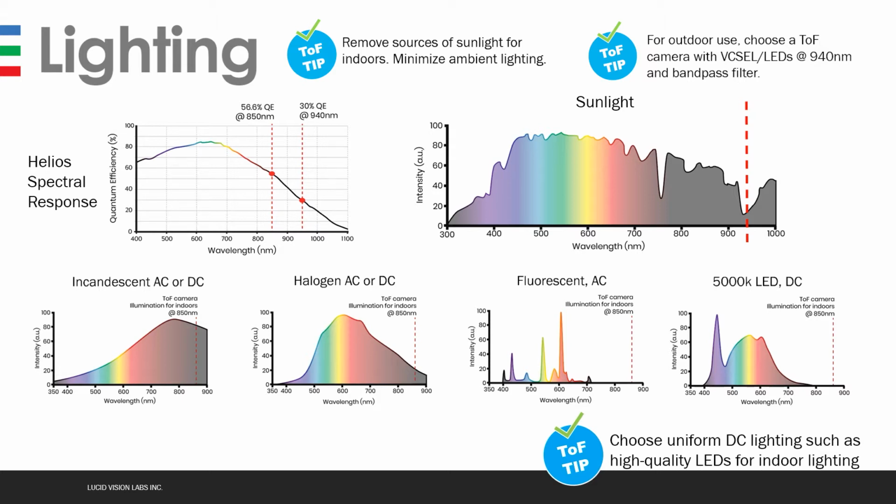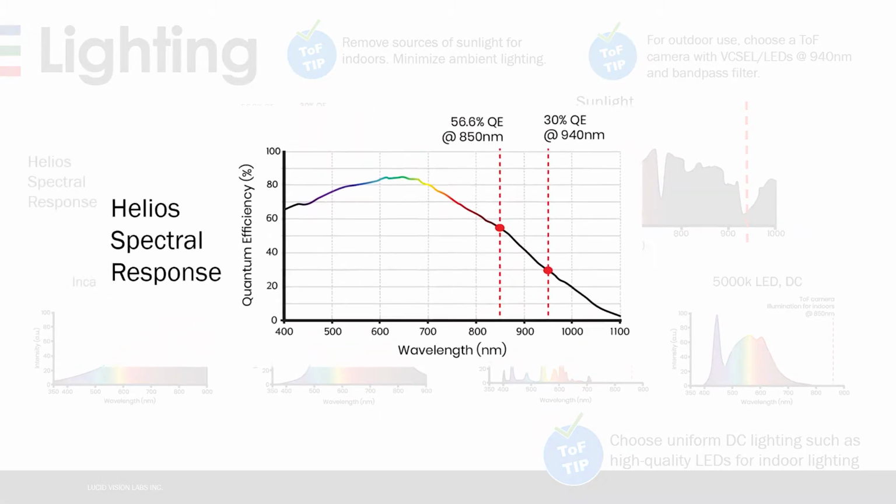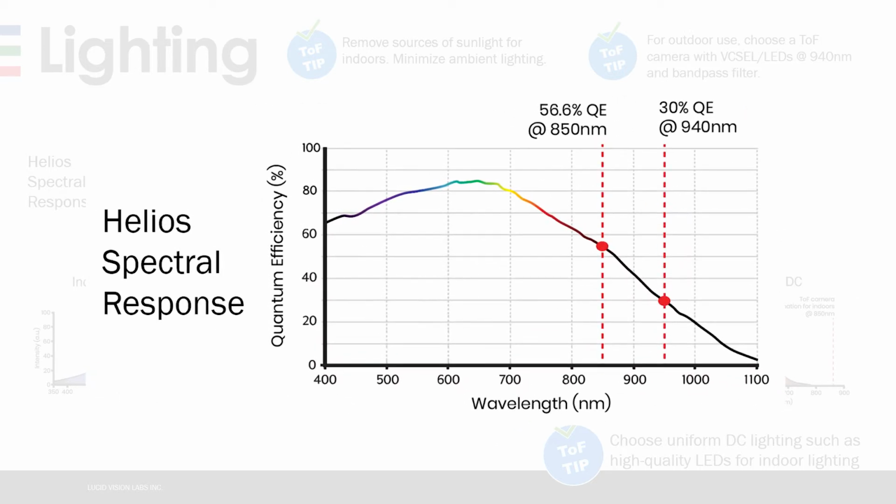So some people have asked, can you use an outdoor ToF camera for indoor use? Well, yes you can. But if we go back and look at the spectral response curve, we'll see that an outdoor ToF camera using 940 nanometer light will be at a disadvantage to that of an indoor ToF camera using 850 nanometers, as it will only be operating at half the sensitivity due to the lower quantum efficiency at 940.